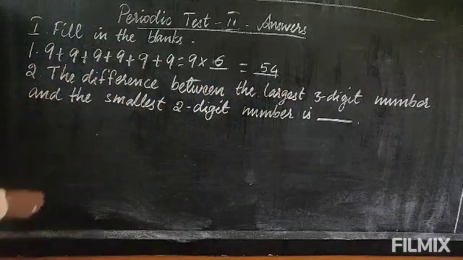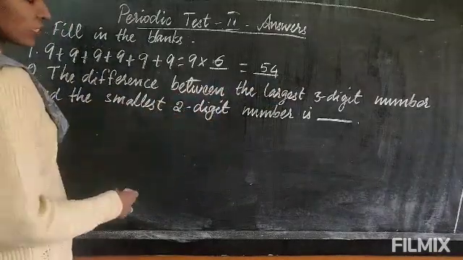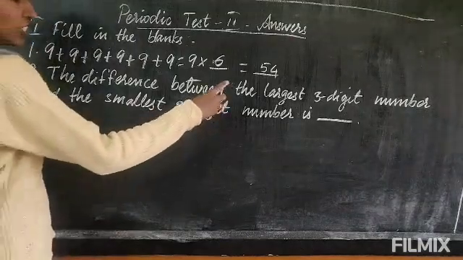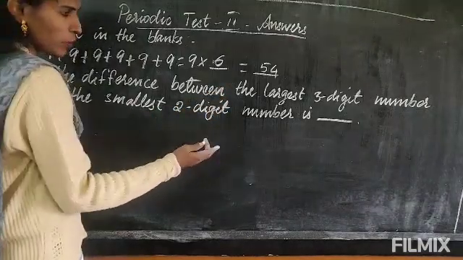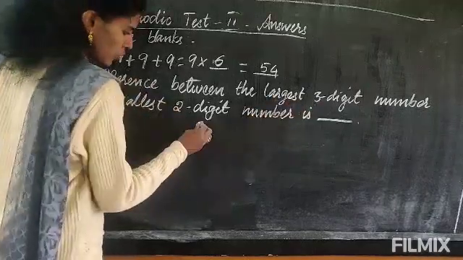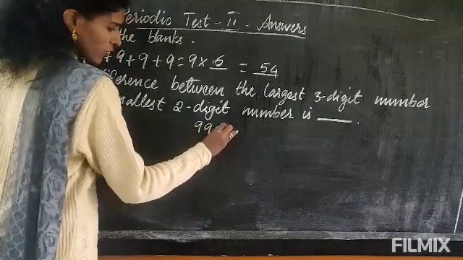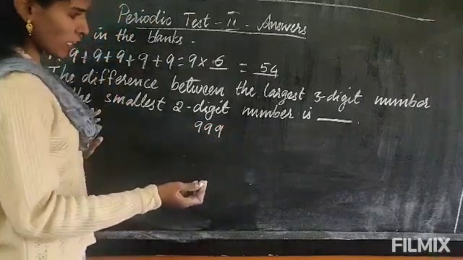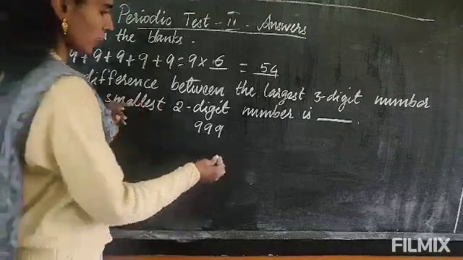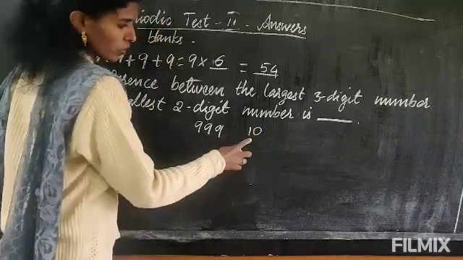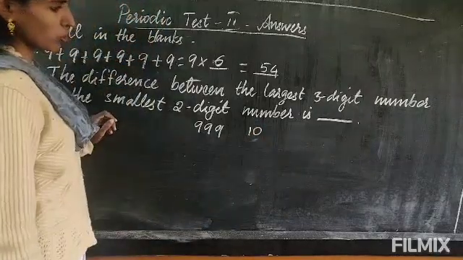Now the second question, the difference between the largest 3-digit number and the smallest 2-digit number. Largest 3-digit number. So largest number means it is 9. Always 9 is the largest number. 3-digit number, so there should be three 9s. Again, smallest number. Smallest number there must be 1 and 0. So here 2-digit number, so there will be 1 and 0. So 10 is the smallest 2-digit number.